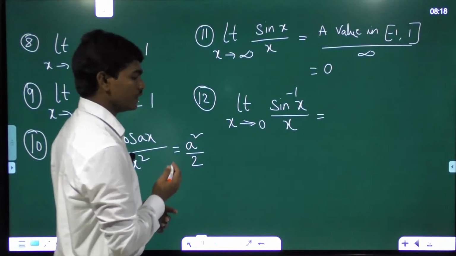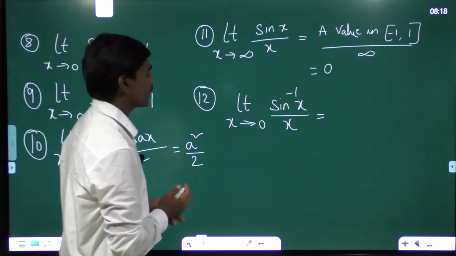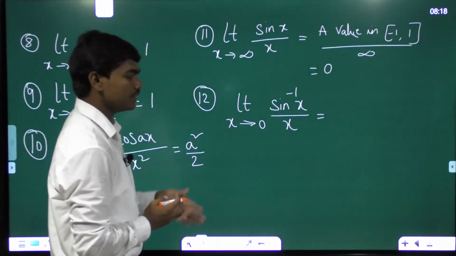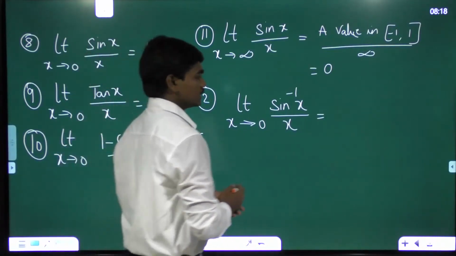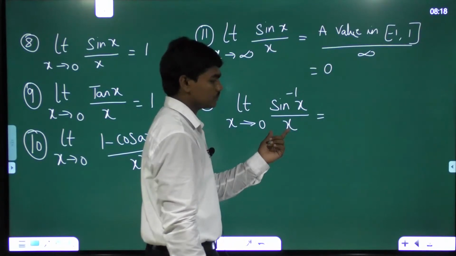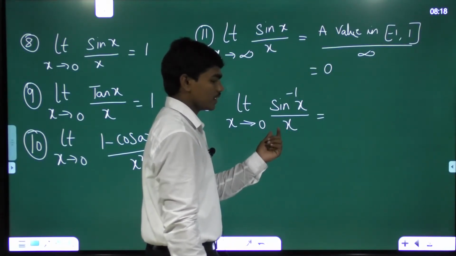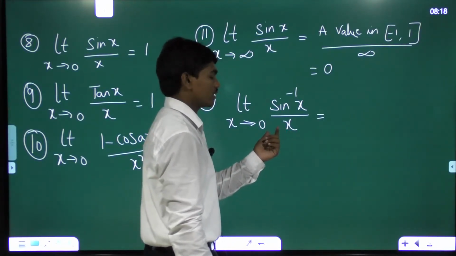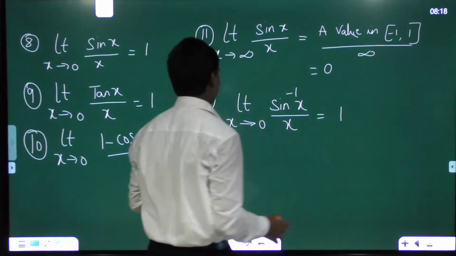Correct? All of you are following well? Limit x tends to 0, sin inverse x by x. The answer is again, what could be the answer for this limit? Yeah, any guess in the comment box? 1. Correct. The answer of this is also 1.